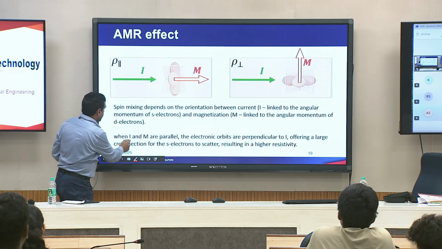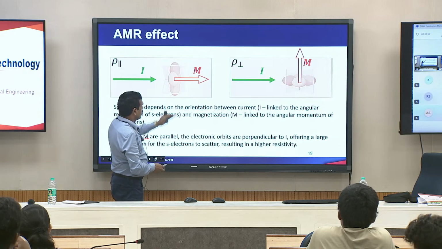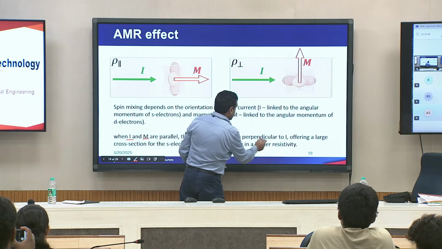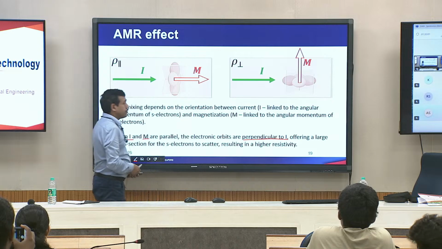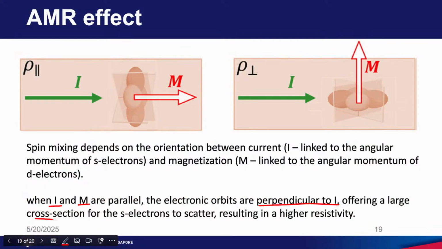So, when the current and magnetization are parallel, you can see that the electronic orbits are perpendicular to the current. That means there is a larger cross section for scattering of s electrons. Okay. So, this gives rise to high resistivity when current and magnetization are parallel. On the other hand, in the perpendicular configuration, the scattering cross section is lower when magnetization is perpendicular to the current. So, the resistance is lower.